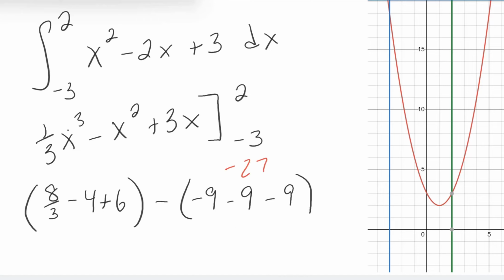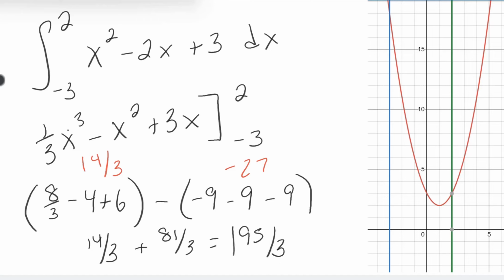So we got -27 there, and on this side we've got that's 2. So we've got 8/3 plus 6 to 14/3. Sounds about right. So I've got 14/3 minus a -27, so that's plus 81/3. So I got 95/3.